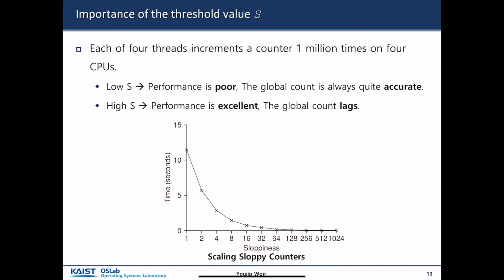So this graph shows the performance and sloppiness for the counter. If the value of S, the sloppiness, is small, then performance is poor, but the global counter is going to be quite accurate. However, if S is large, then performance is going to be excellent, but the global counter may not properly reflect the real situation. So this is the time it takes to run 1 million counts when we vary the sloppiness value S from 1 to 1024.